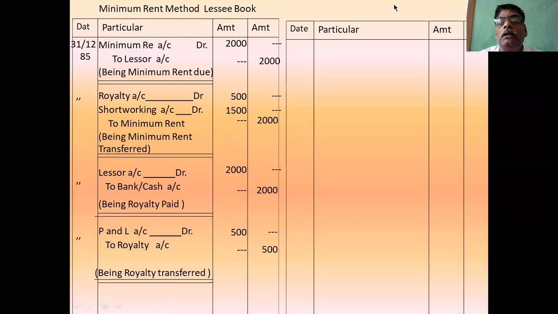And the same journal entries in the books of lessor. Simultaneously, I have taken side by side. I will write these journal entries in the books of lessor, meaning landlord. In the books of landlord, lessee account debtor to minimum rent. It is the reverse of this. You see here, here is lessor, here is lessee. The minimum rent, debit, credit.